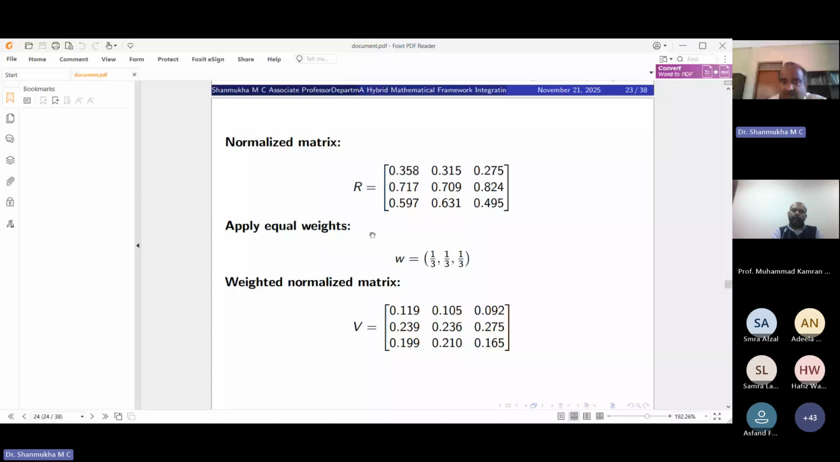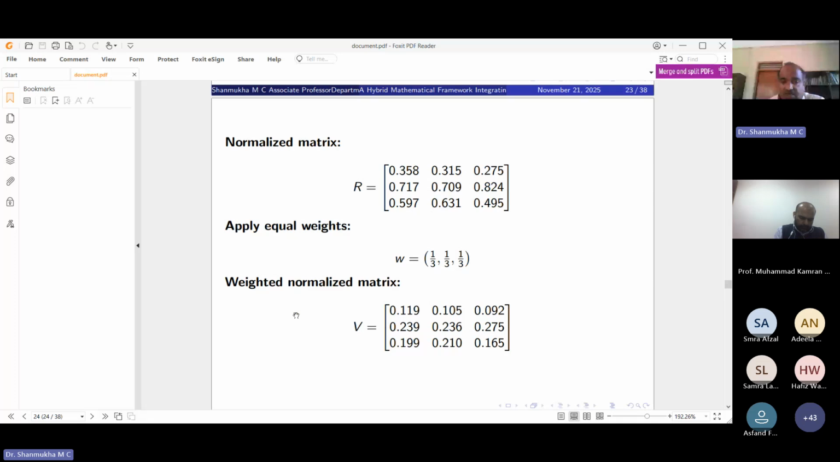Then apply equal weights. Here we consider the equal weight criteria. So here we consider three indices M1, M2 and F. We assign the equal weights. Then M1 takes 1 upon 3, M2 takes 1 upon 3, F takes 1 upon 3. So equal weightage criteria. So W is equal to.